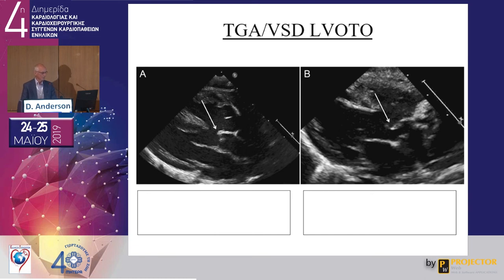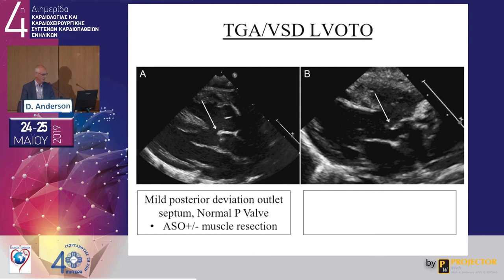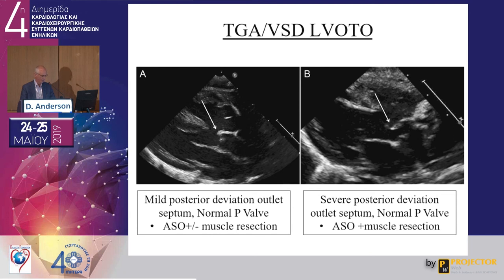So back to what we showed at the beginning, von Arsdell and colleagues from Toronto published a very nice guide of what to do in the context of TGA, VSD, and LV outflow tract obstruction. So here we see A with mild posterior deviation of the outlet septum and a normal pulmonary valve, and their recommendation would be for an early arterial switch operation and possibly some muscle resection. Where there is a bit more severe posterior deviation on a normal pulmonary valve, again, they recommend an arterial switch with muscle resection as the primary procedure.